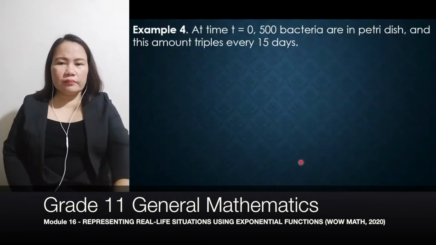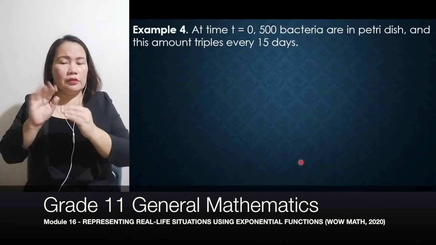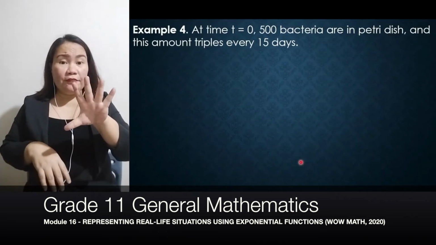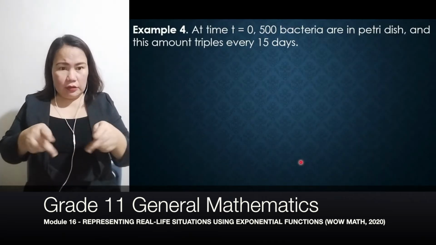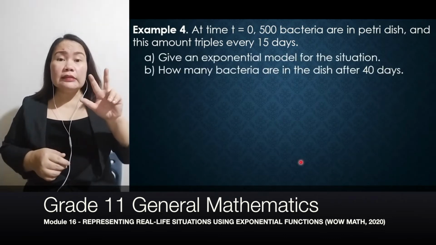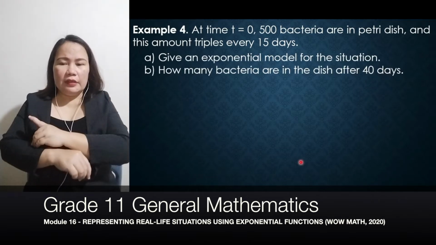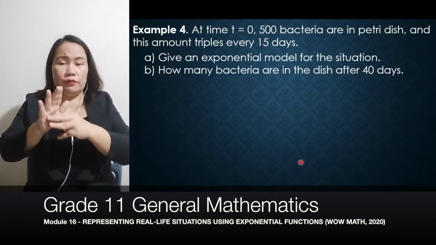I'll give you another example. At time t equals 0, 500 bacteria are in a petri dish and this amount triples every 15 days. So we're going to answer these questions. Give an exponential model for the situation. How many bacteria are in the dish after 40 days?